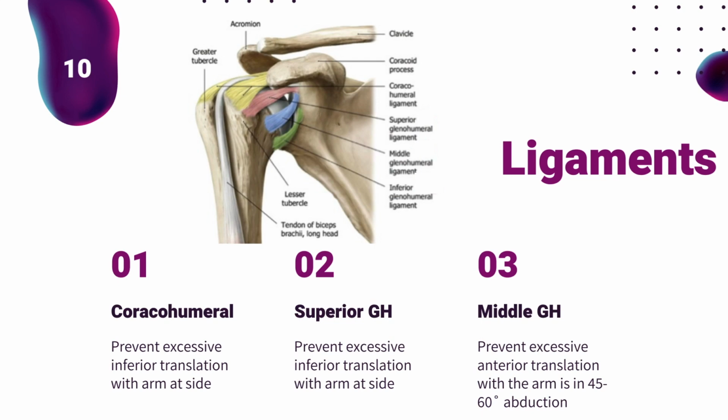The middle glenohumeral ligament is now even more inferior. It's the green one. So it's actually going to prevent excessive anterior translation with the arm in abduction. So if it's going to prevent anterior translation, that's going to resist external rotation at 0, because with external rotation, the humerus is rolling posterior and gliding anterior.